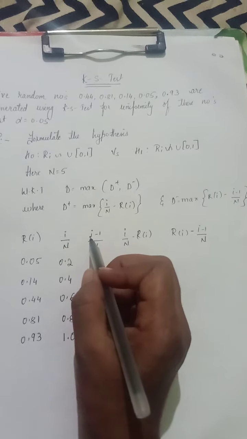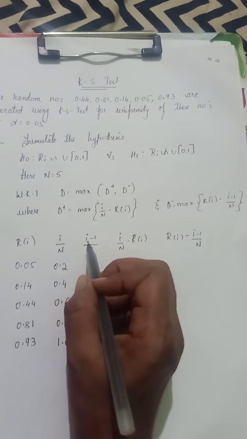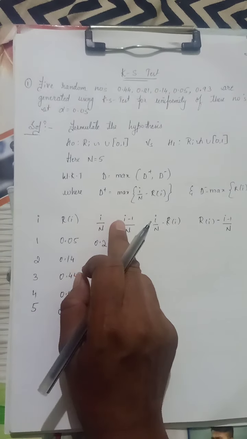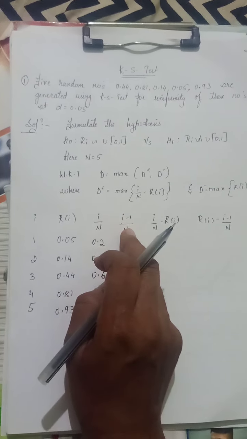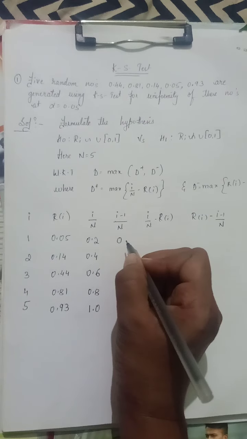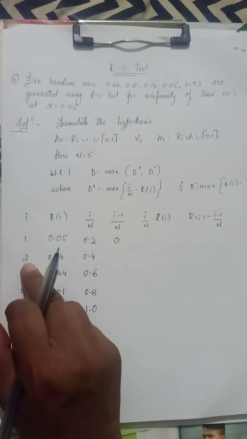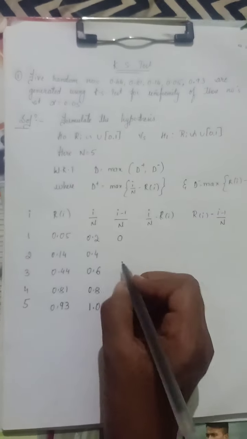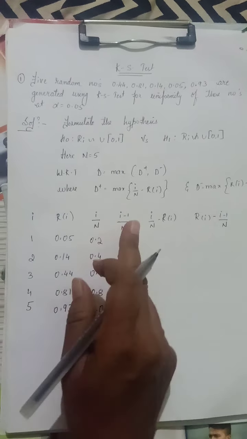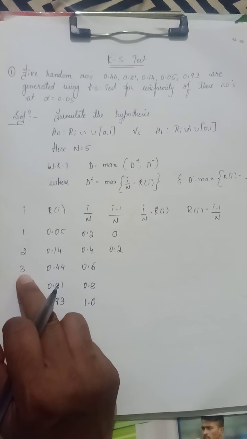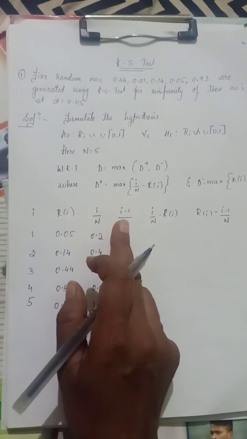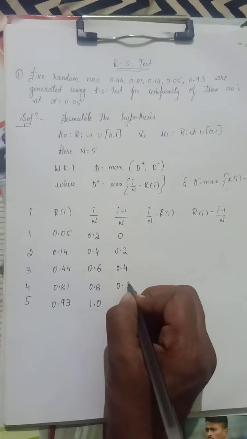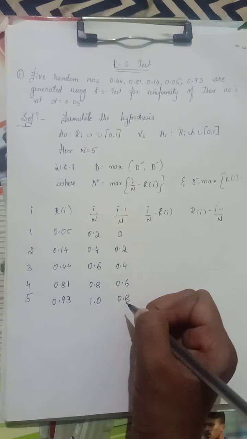Now the next value is (i minus 1) divided by n. The i value is 1, so 1 minus 1 is 0, and 0 by n is 0. The next, i value is 2, so 2 minus 1 is 1, and 1 by 5 is 0.2. Again the next, i value is 3, 3 minus 1 is 2, and 2 divided by 5 is 0.4. And so on we'll be doing till i is equal to 5.